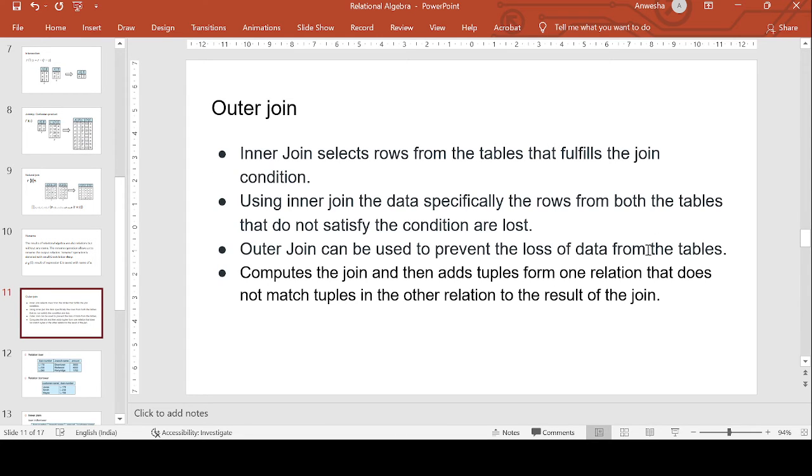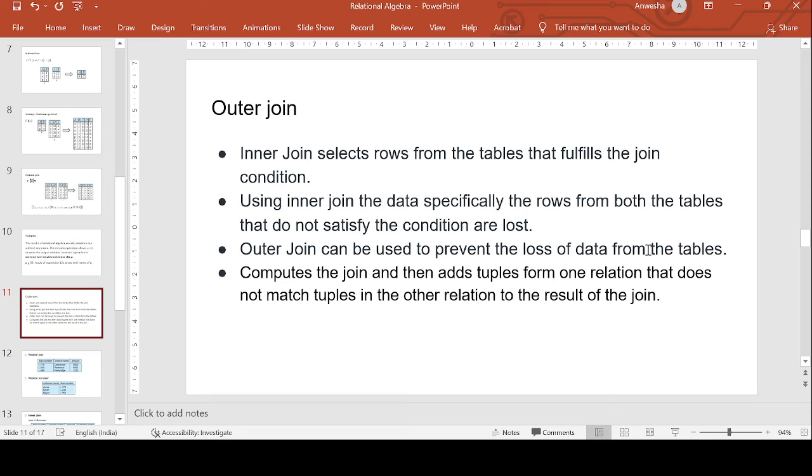Next is outer join. In the case of natural join, you are considering only the common values, so there is no null. Inner join selects rows from the tables that fulfill the join condition.